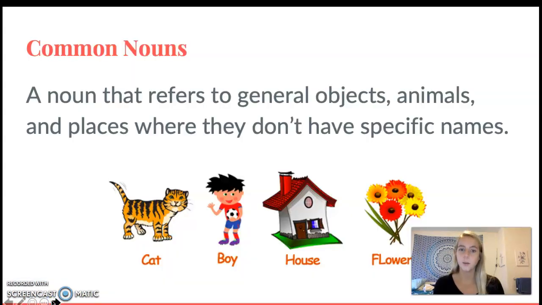So there are common nouns, which are nouns that refer to general objects, animals, and places where they don't have specific names. So for example, a cat, a boy, a house, or even flowers.